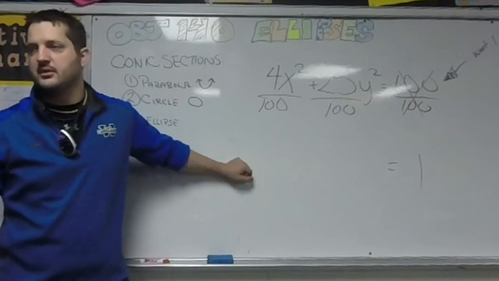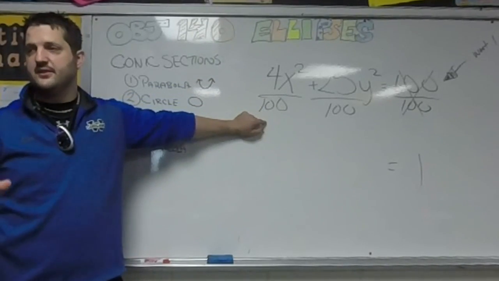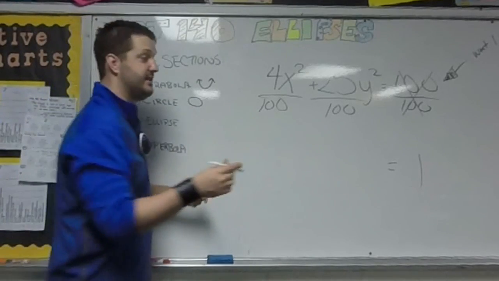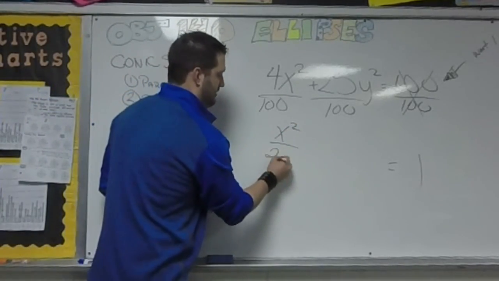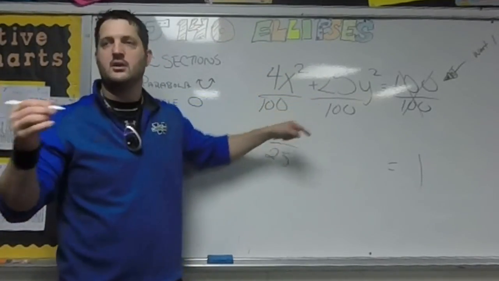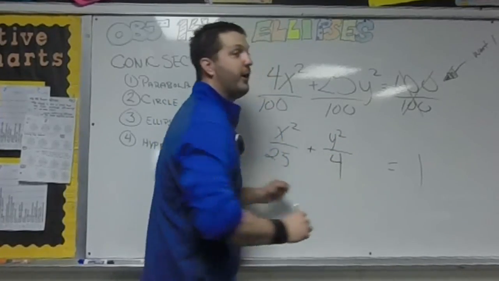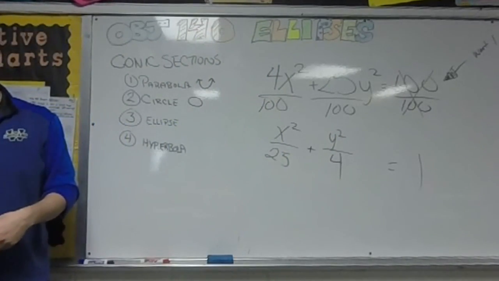Now, they're going to choose numbers where this thing works out perfect. 4 over 100 reduces the fraction to 1/25. So this is x squared over 25. 25 over 100 reduces to a quarter, so this is your y squared over 4. And as you can see, we have a simple ellipse.